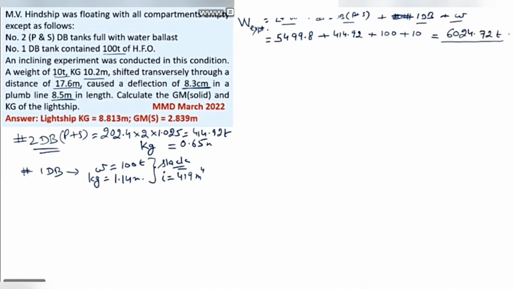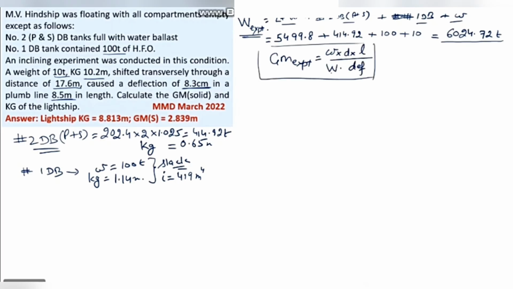6024.72 tons is the displacement of the vessel in which the experiment was performed. Now, secondly, we'll come to the slack part later on and the other things we'll do later on. What was our formula? GM in the experiment condition is equal to small w into d into L upon W into deflection. Right, guys? Yes, this was the formula. Now, capital W we already have.